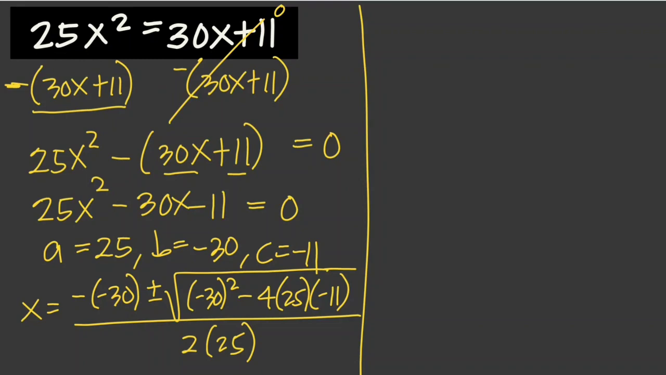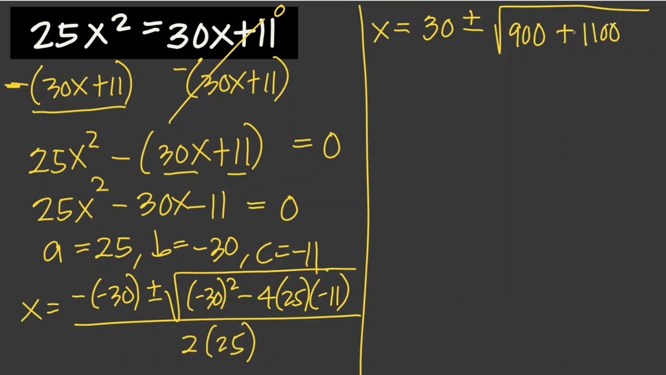So this would be positive 30 plus minus square root of 30 squared is 900, minus 4 times 25 times negative 11. So that is negative 100 times negative 11. So that is plus 1100, divided by 50. Okay, and now we can simplify the root.